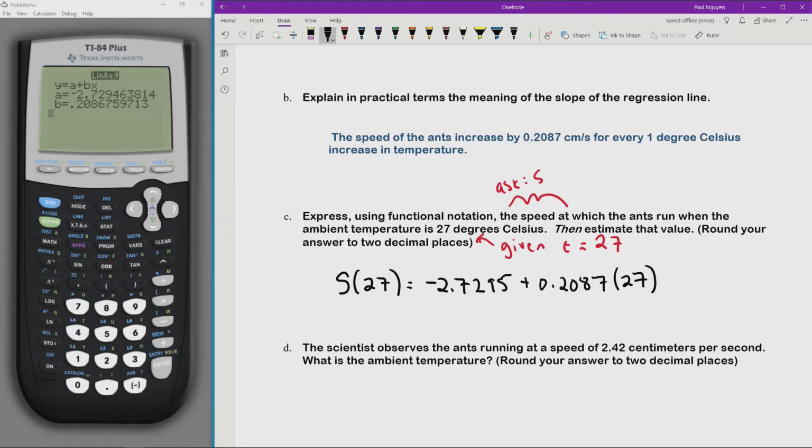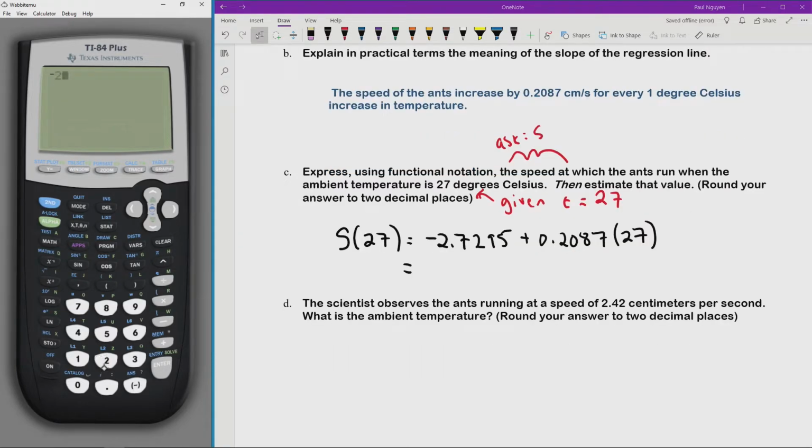We can go ahead and calculate this number by typing it into our calculator. We have negative 2.7295 plus 0.2087 times 27. We get that it's 2.9054. So that means when the temperature is 27 degrees Celsius, the speed of the ants is approximately 2.91 centimeters per second.